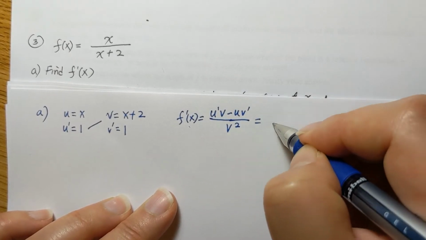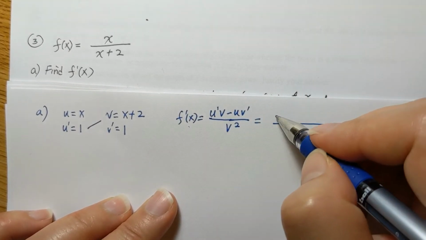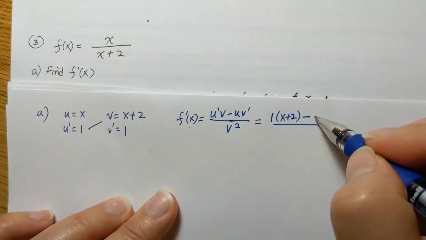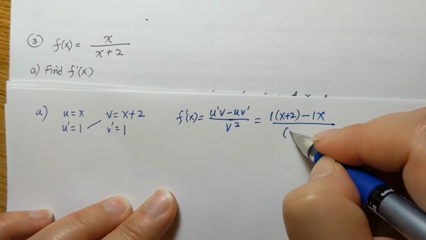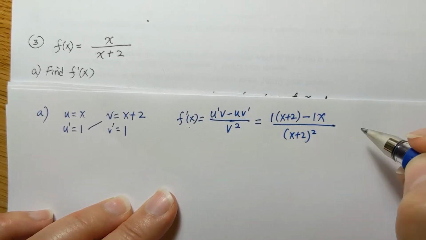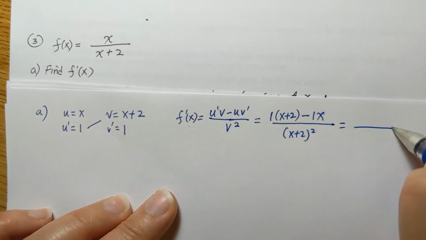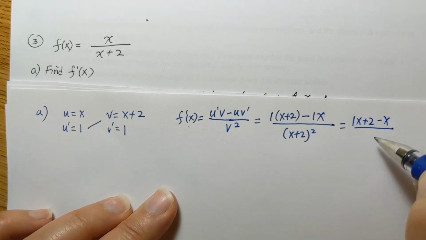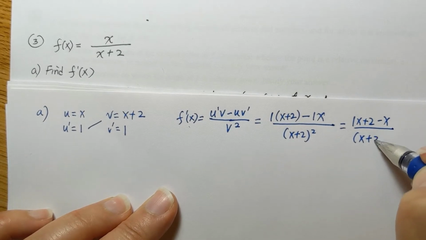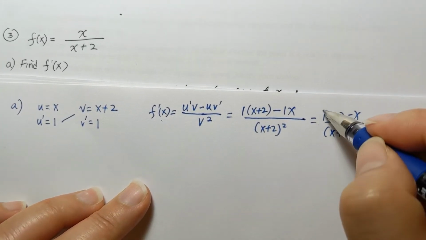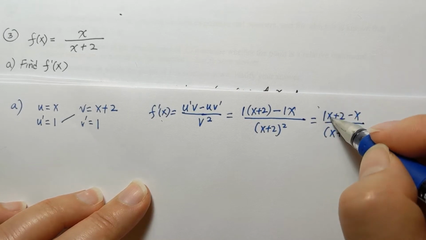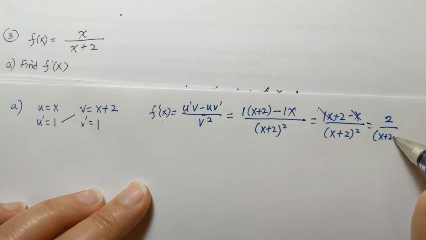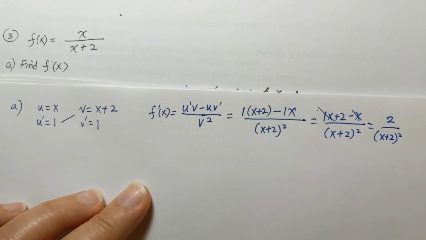So we are going to do substitution. Your u prime is 1 times x plus 2, minus 1 times x, and then v squared, so x plus 2 holding square. And then we are going to simplify, so you're going to get 1 times x plus 2 minus x, and then you have the x plus 2 holding square. So this cancels out. So you get 2 over x plus 2 holding square. So we finished part A.